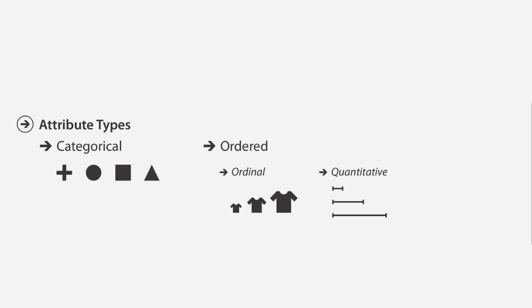And then there are quantitative attributes, namely attributes that have numbers. Ordinal data and categorical data are discretely different values, whereas quantitative attributes have very specific values, numbers.